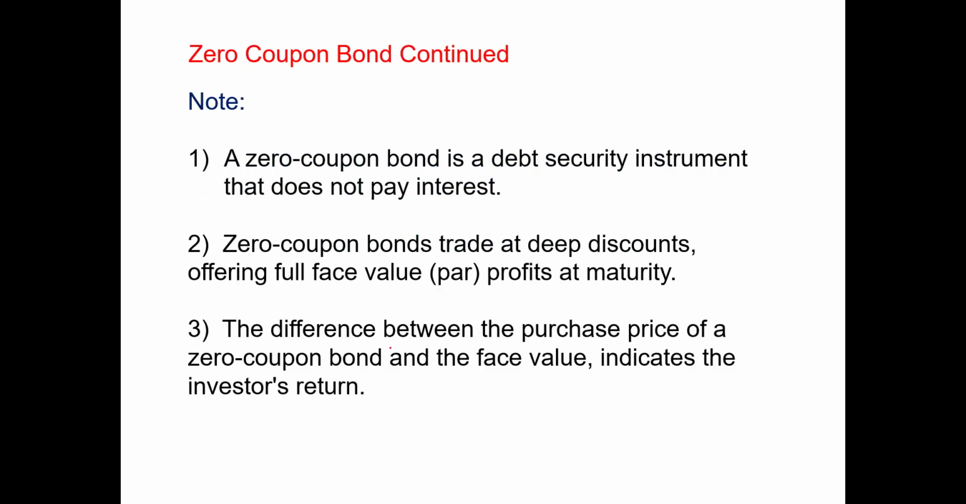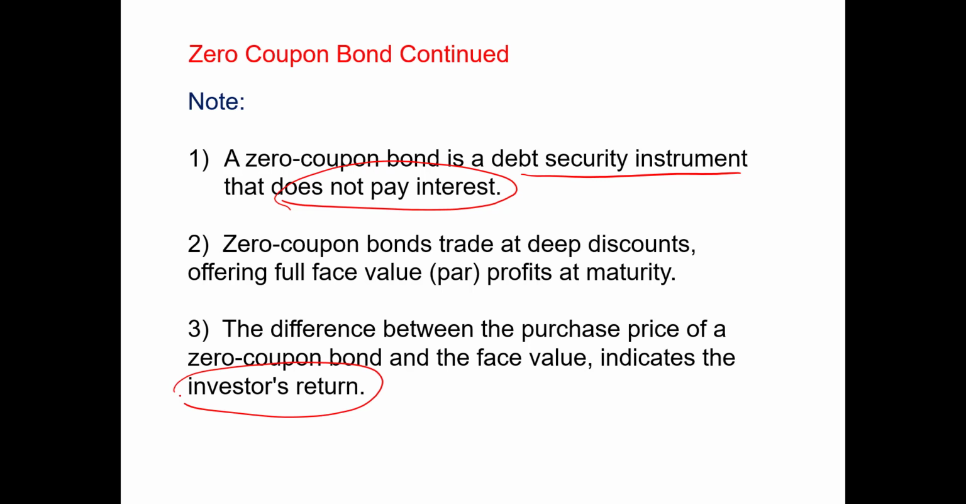Now, notice that a zero coupon bond is a debt security instrument that does not pay interest. That's one of the important features. Secondly, a zero coupon bond trades at a deep discount, offering full face value at maturity. The difference between the purchase price of the zero coupon bond and the face value indicates the investor's return.